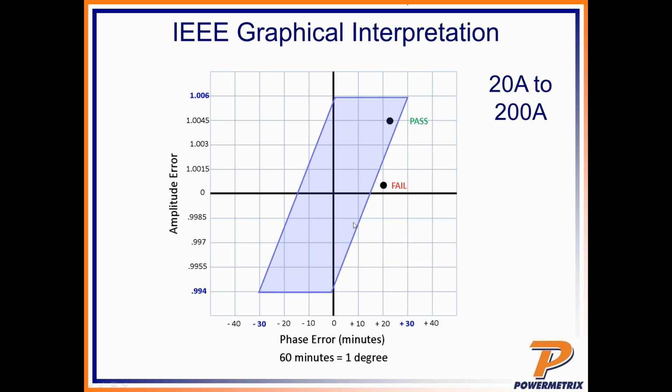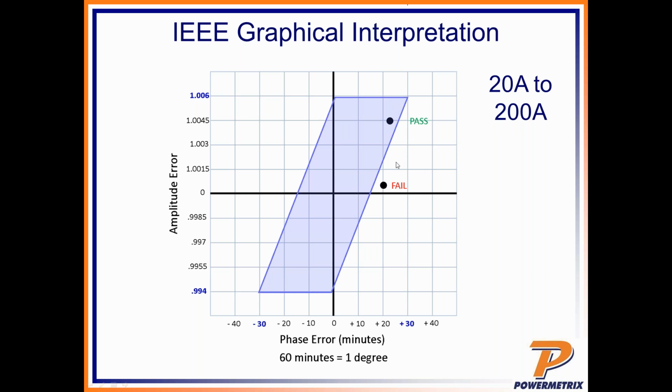So the same theory holds true, right? If you have a point that's inside that parallelogram, it passes via the IEEE spec. If it's outside of that parallelogram anywhere, you get a failure. And that would be if we're between 20 amps and 200 amps on the CT now. So between 10% rated load and 100% rated load.